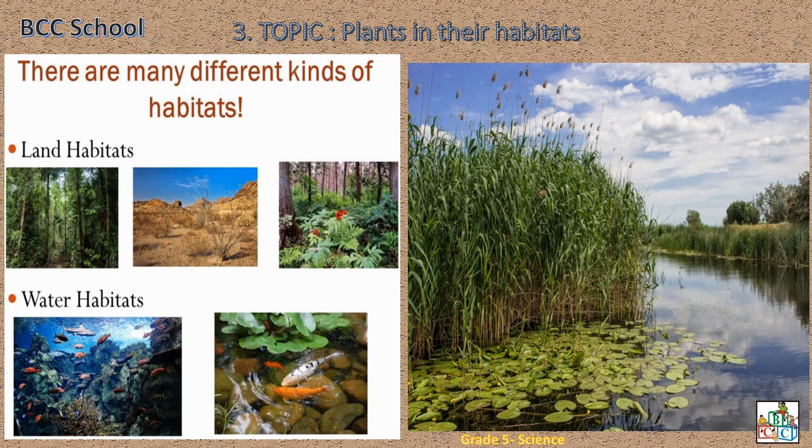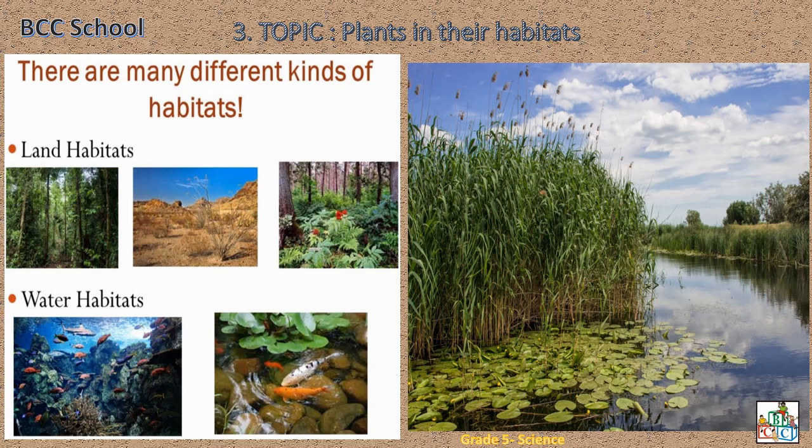Topic 3. Plants in their habitats. We have 3 types of habitats. The first one is land, the second one is water, and the third one is wetland. Here we have 2 pictures. Let us read the first one.